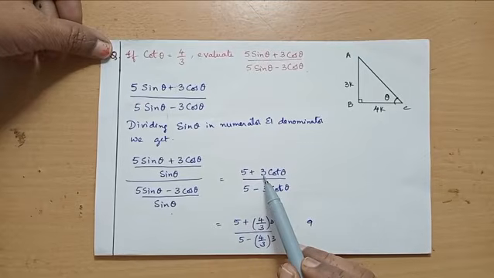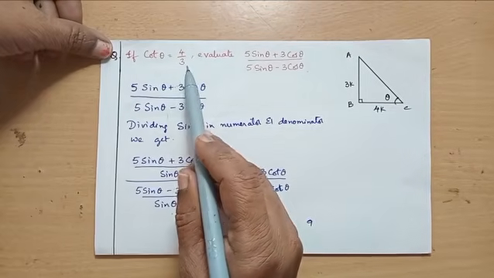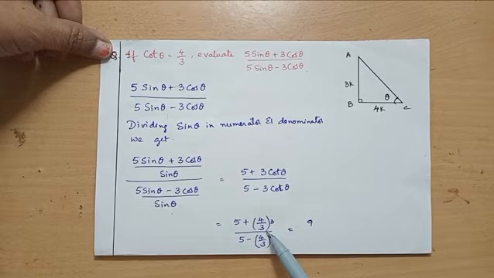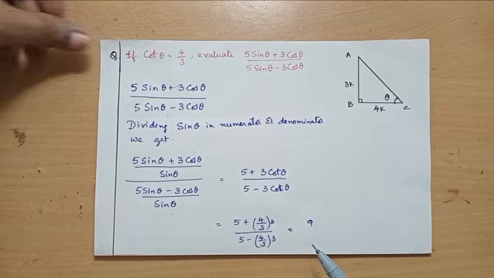5 plus 3 cot theta, which is given as 4 by 3. 5 plus 4 by 3 into 3 whole divided by 5 minus 3 into cot theta, which is 5 minus 4 by 3 into 3. 3 and 3 get cancelled. 5 plus 4 is 9. 5 minus 4 is 1. Hence the answer is 9.